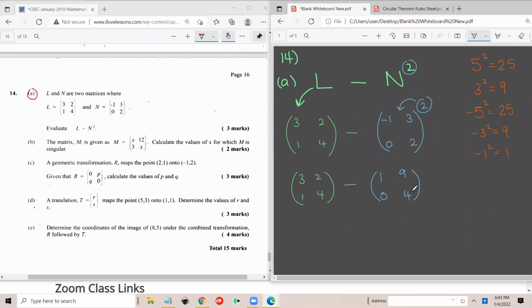How many people have up to here at least? How many people have that line written in their books at least? A lot of people are saying yes, yes, yes. Right? Remember, you're squaring everyone in the brackets. All right? Great.